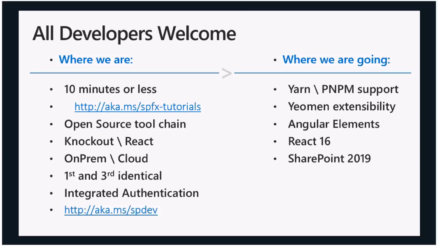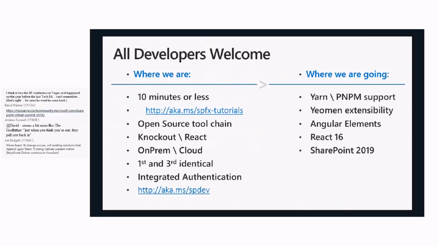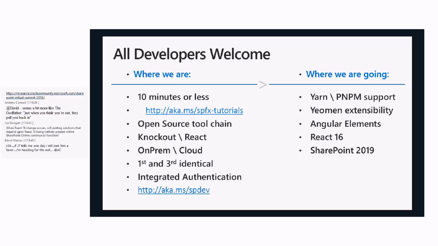The 1.5 release will also have Yeoman extensibility. This will mean that we're able to start creating our own PnP Yeoman extension, which will then enable us to start providing things like Angular Elements templates natively from the Yeoman templates. More on that within a few weeks, but this is a great thing for those who are interested in having Angular support in the SharePoint Framework.